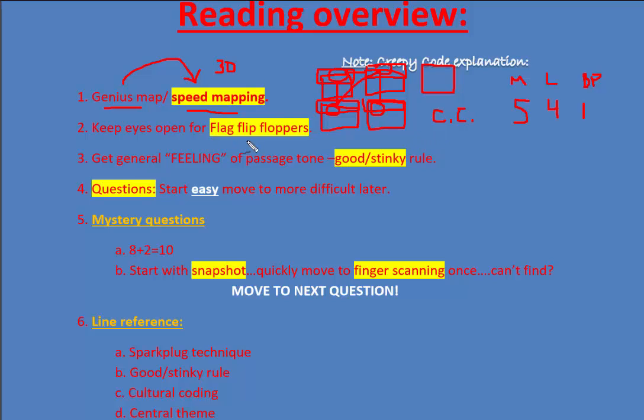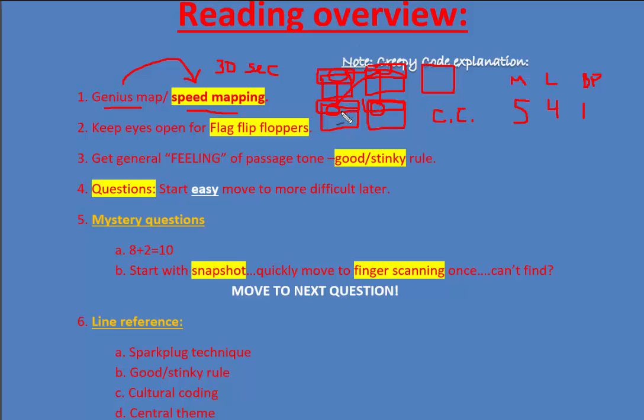So that's a little bit about cultural coding, dealing with speed mapping. All right, once we get out of speed mapping, we're going to try and get in and get out. It's going to feel really fast. That genius map is going to be very loose. It's going to be much looser, and you might not feel like you really understand 100%, but that's okay because we only have one question.